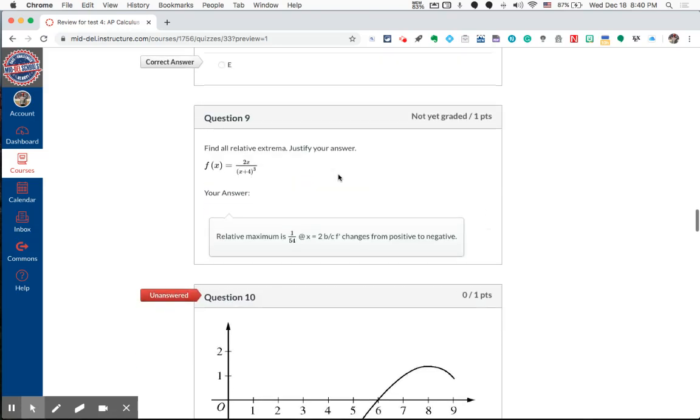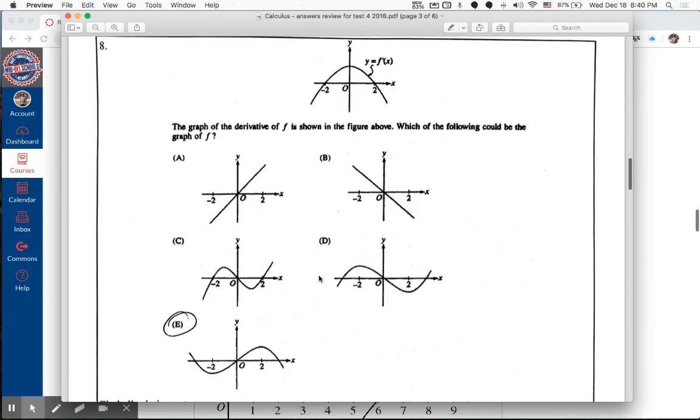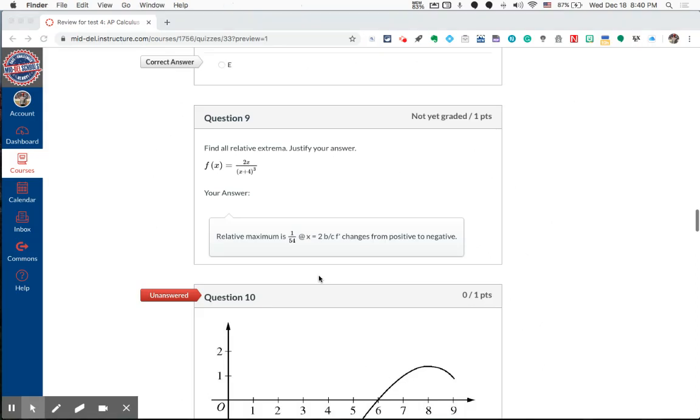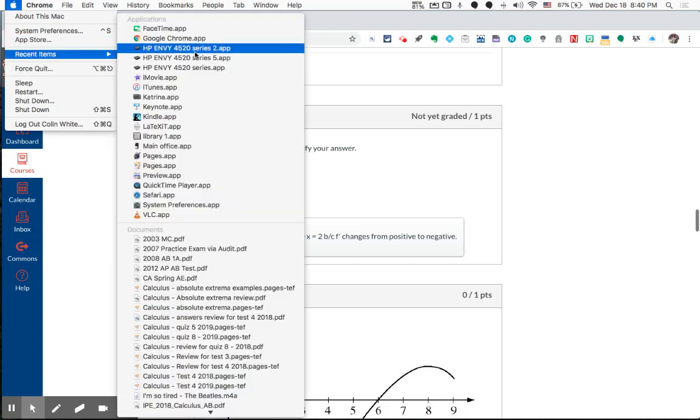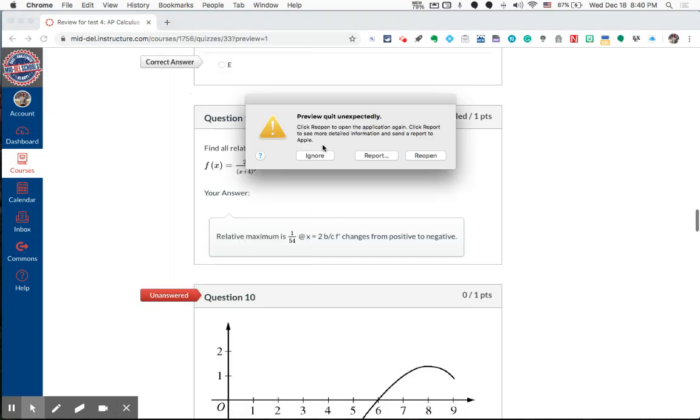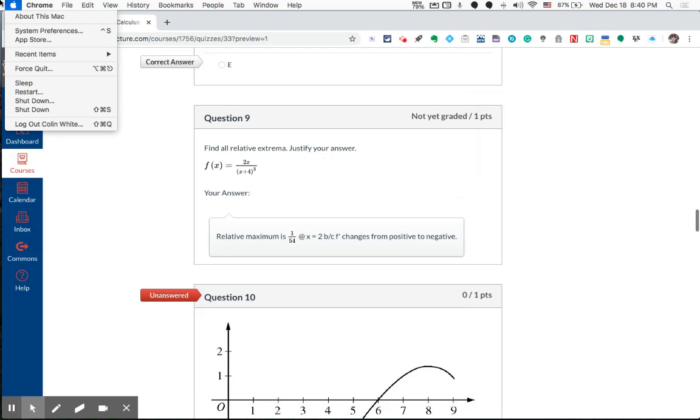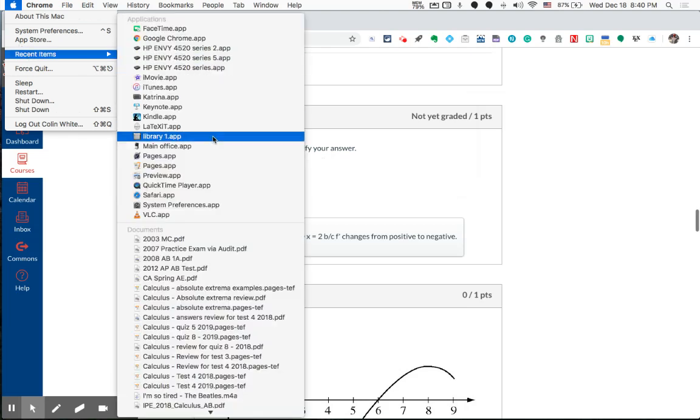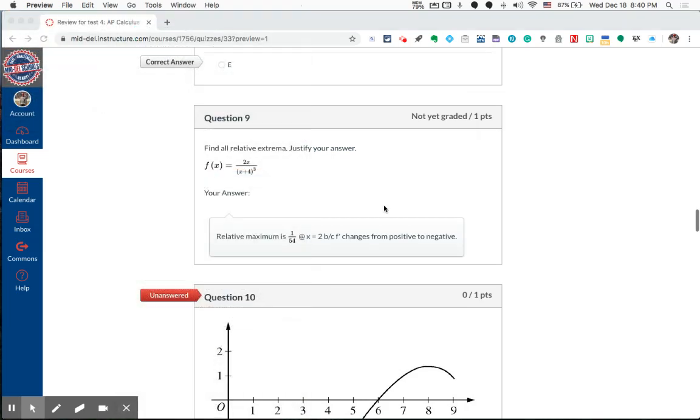Relative extrema on 9. Let's go find that problem. Oh, looks like it just died on me. So pull that back up.